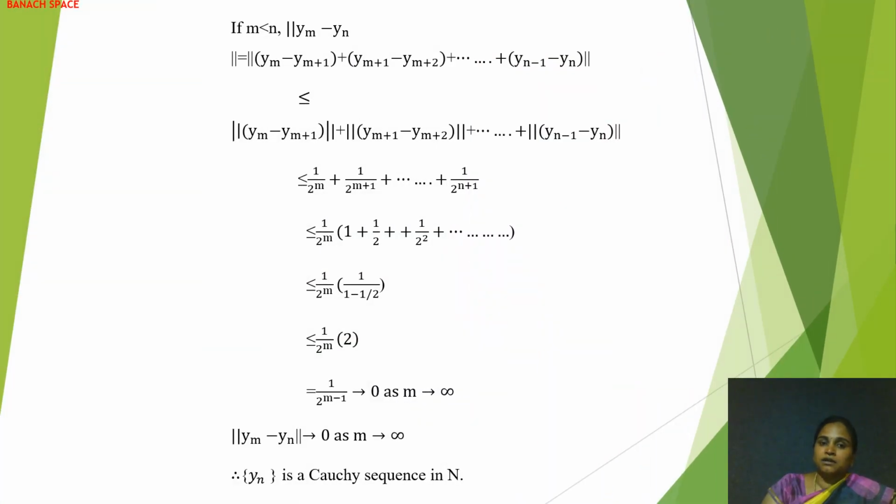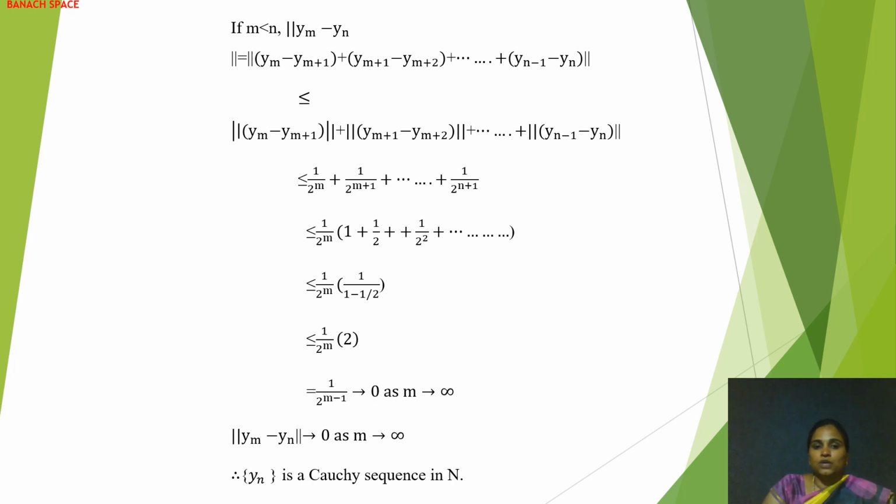So if m is less than n, then norm ym minus yn is equal to norm of ym minus ym plus 1 plus ym plus 1 minus ym plus 2, etc. The last term will be yn minus 1 minus yn. When inside the norm we have multiple terms, I am going to split that term. So if I split the norm, then it is less than or equal to norm ym minus ym plus 1 plus norm ym plus 1 minus ym plus 2, etc. The last term will be norm yn minus 1 minus yn.